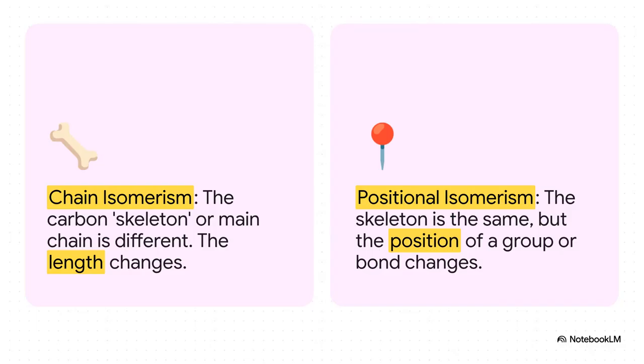So let's just zoom in on the first 2. Chain isomerism is exactly what we saw with butane. The actual carbon backbone changes its shape. Think a 6-carbon chain versus a 5-carbon chain with a branch. Same formula, totally different skeleton. Positional isomerism is a bit more subtle. The skeleton stays the same, but something attached to it, like say a double bond, moves from one carbon to another. The backbone's identical, but where that key feature is located changes everything.